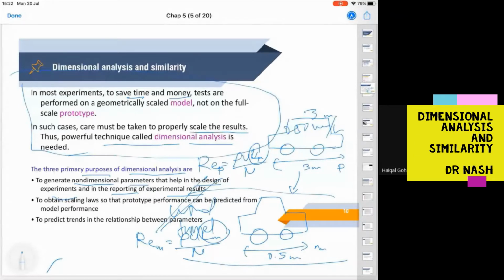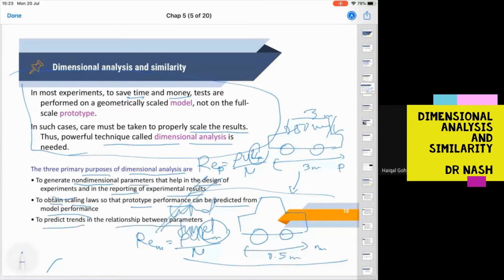Why do we spend money on the experiments if the results are not useful? So we have to make sure there is a very careful process so that the results really replicate or represent the real situation. The second objective, or purpose, of dimensional analysis is to obtain a scaling law so that prototype performance can be predicted from the model performance. Yeah, exactly what I mentioned just now. And lastly, to predict trends in the relationship between parameters.